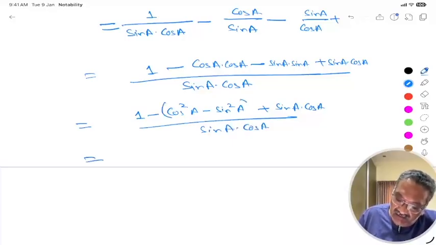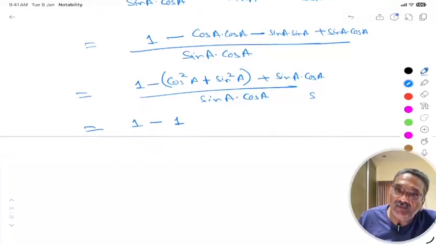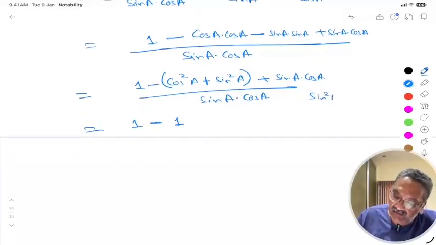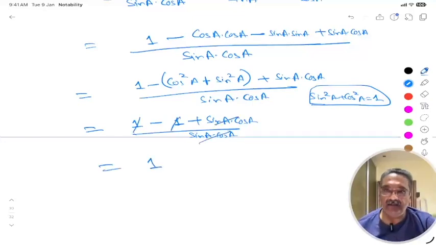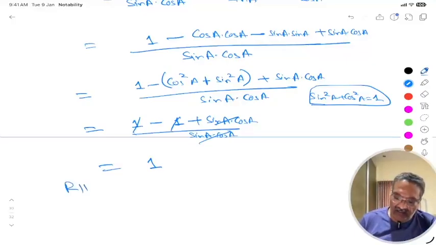See, I can make this bracket and make this as plus. So this becomes 1 minus 1 because we have sin square A plus cos square A is equal to 1. Correct? So plus sin A into cos A divided by sin A into cos A. These two get cancelled and this also cancels and becomes 1. See, LHS has gone to 1. So now let us take RHS.